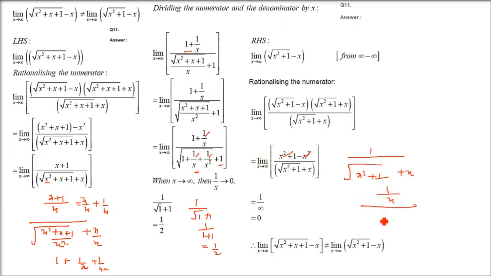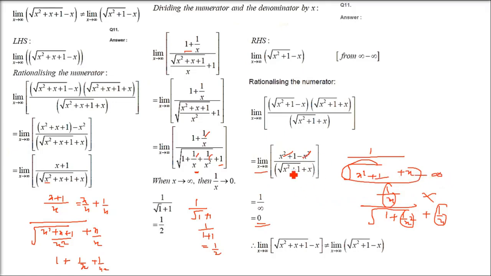Or you can take x common from under root x square plus 1. So x square we will take common, x will come outside, 1 plus 1 by x square, and x is already there. So x you can take all outside. So what do you get? Infinity, and you have 1 by infinity actually, and anything divided by infinity is 0. So you get 0. So the right hand side limit is 0, which is not equal to this.